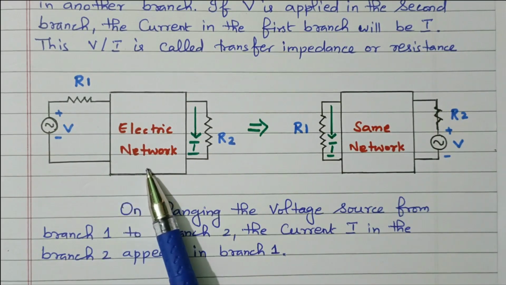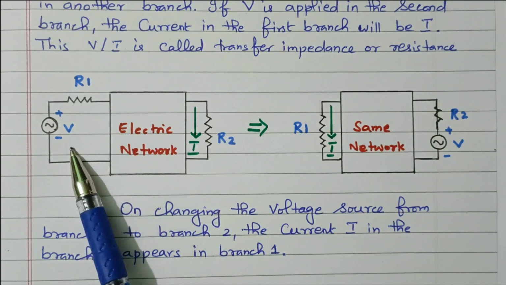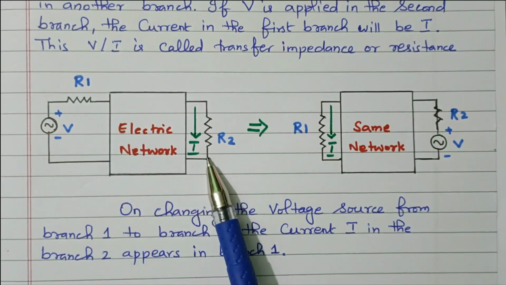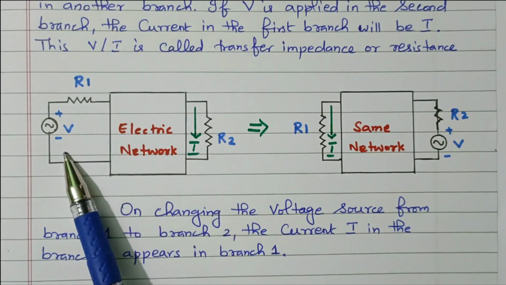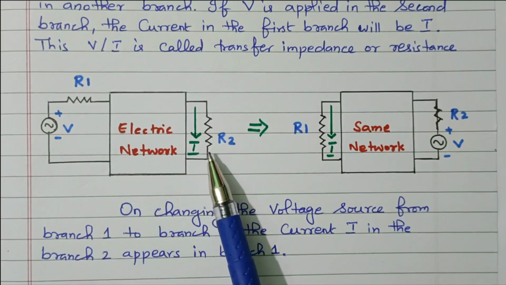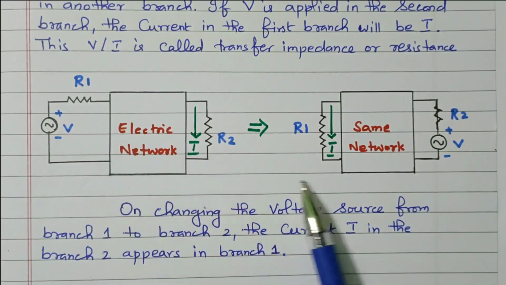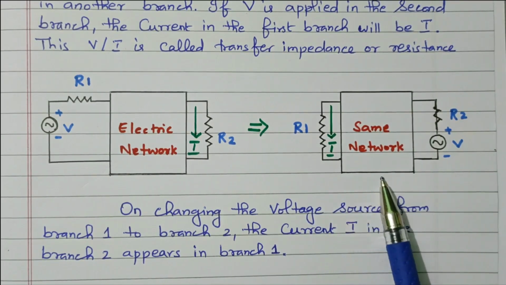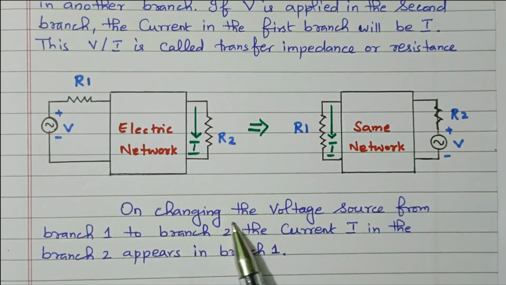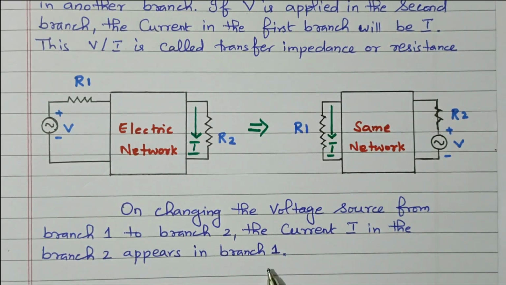So this is the linear bilateral network. The voltage source is available in the first branch, and current rises in the second branch. In this reciprocity theorem, if you interchange the voltage source from the first branch to the second branch, the current in the first branch will be reflected in the second branch. So this V by I is called a transfer impedance or resistance. On changing the voltage source from branch 1 to branch 2, the current I in branch 2 will appear in branch 1. While interchanging the voltage, the current will be reflected in the first branch.